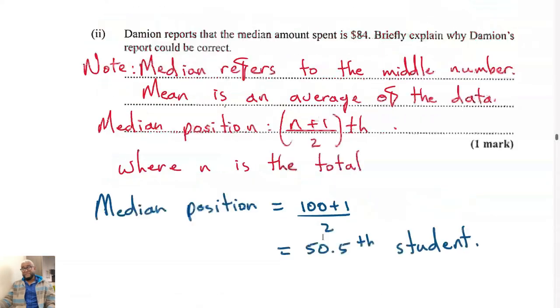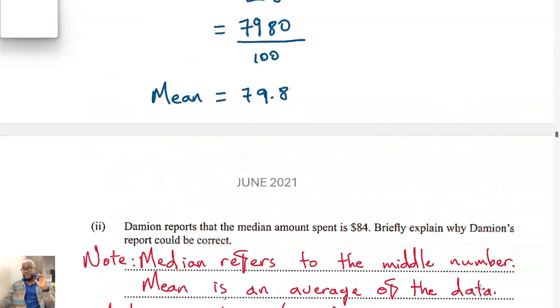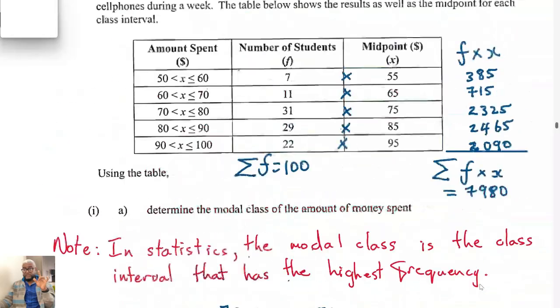So watch it there. Write this. Saying it again. This is not the median amount spent. This is the median position. So going up to the table, this is the order of the students here. This is the first 7 students. So 7 plus 11 will be what?